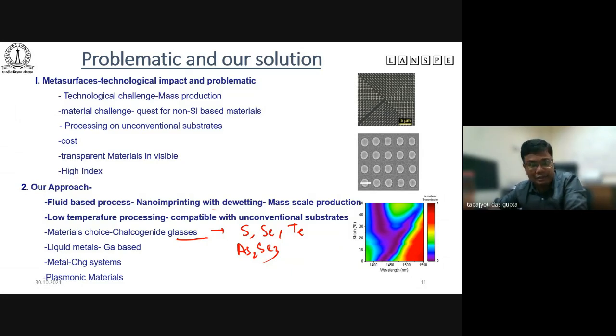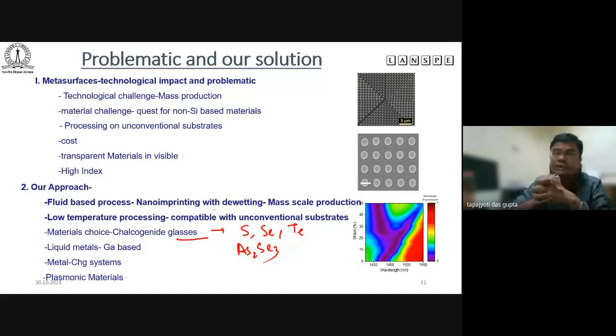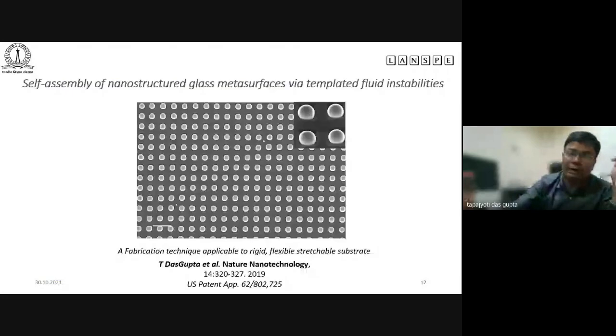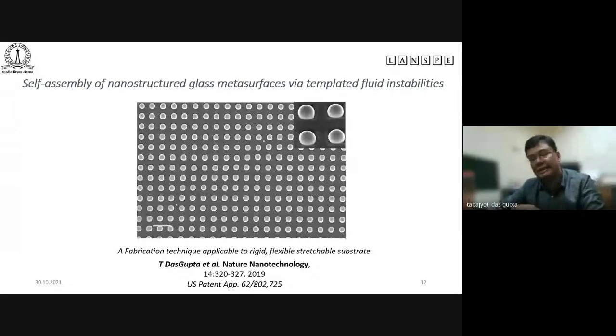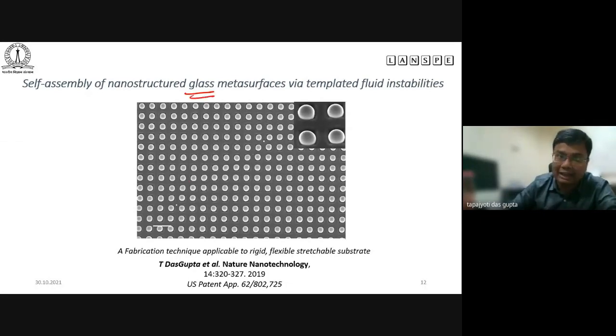The other materials, which I will not talk about, are liquid metals, gallium-based structures, which I introduced. Fluid-based processes, so these are the processing techniques. What I will be talking about today is mainly chalcogenides, and our process technique is self-assembly of nanostructured glass-based metasurfaces. They are called inorganic glasses because of their amorphous nature.